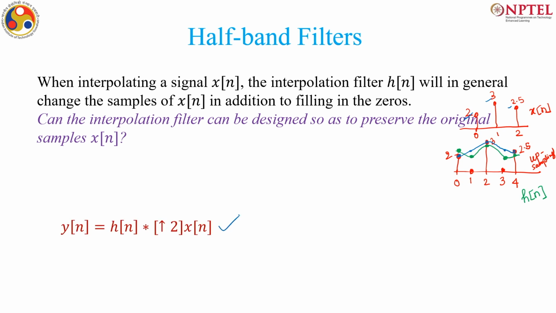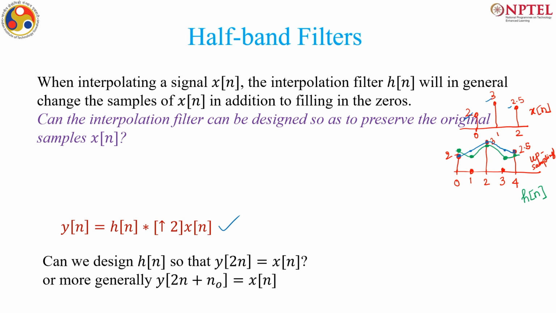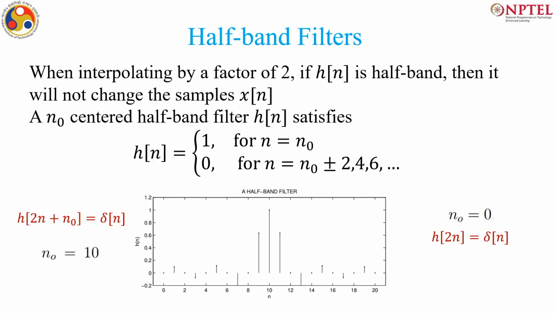So, when I am doing this upsampling by 2, what should be the condition? The condition is that y of 2 n should be equal to x n, that is, even after the interpolation. Of course, after upsampling the samples will remain the same, or in general y of 2 n plus n naught equals x n. Why n naught? Because if this is a 0 centered filter, it will not be a causal filter. So, to make it causal, I will give a shift of n naught. So, let us see what this filter will look like.